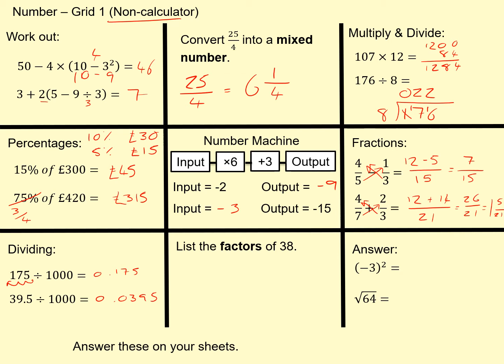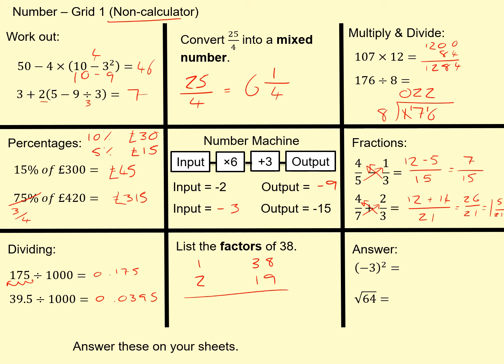Next up, list the factors of 38. So let's start with 1 and 38, because 1 and the number itself will always be a factor. It's an even number, so 2 must go in. 2 will go in 19 times. 3 doesn't go in, 4 doesn't go in, 5 doesn't go in, 6 doesn't go in, 7 doesn't go in. Pretty sure that's all I've got there for factors, so just the 4.